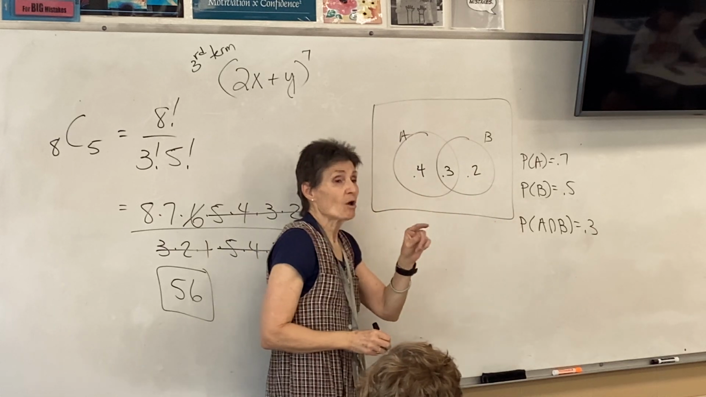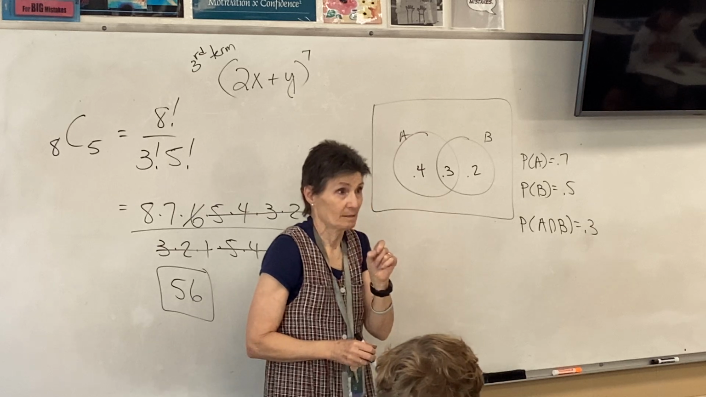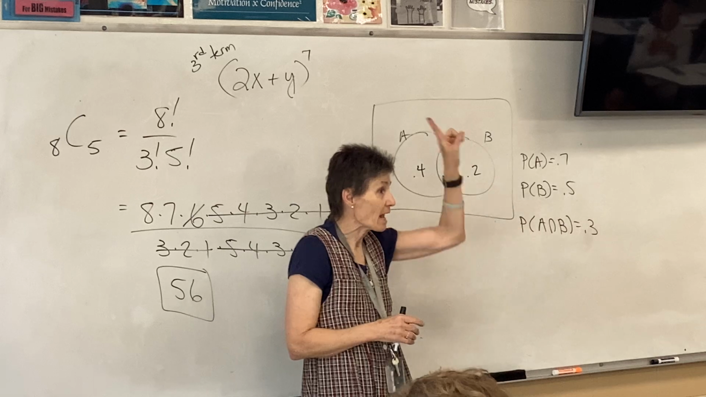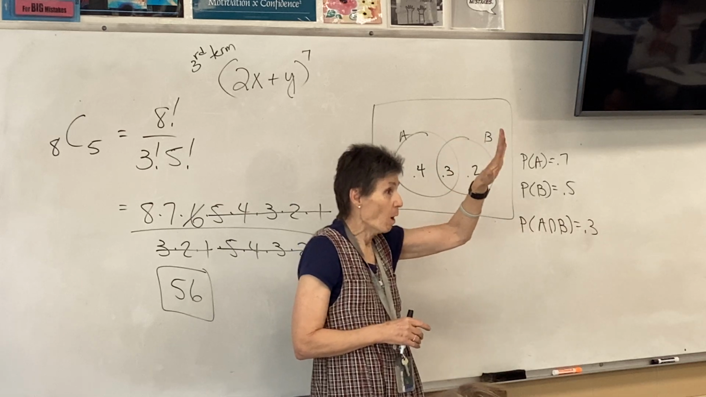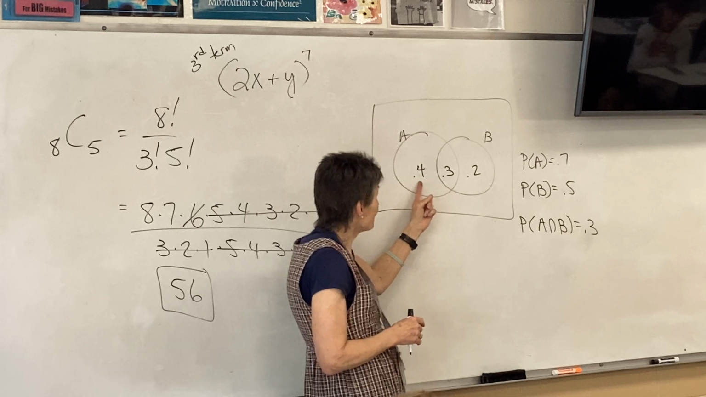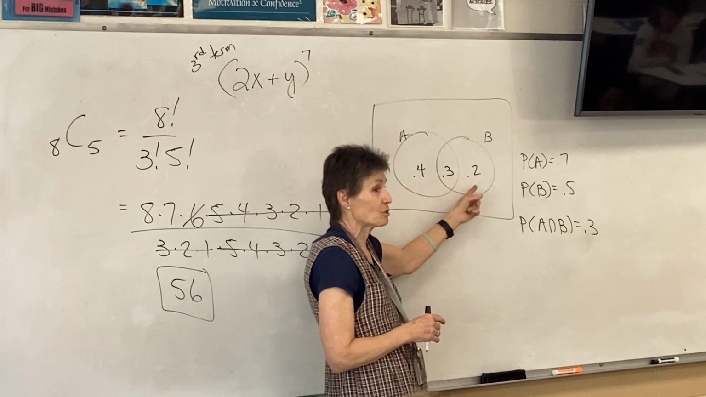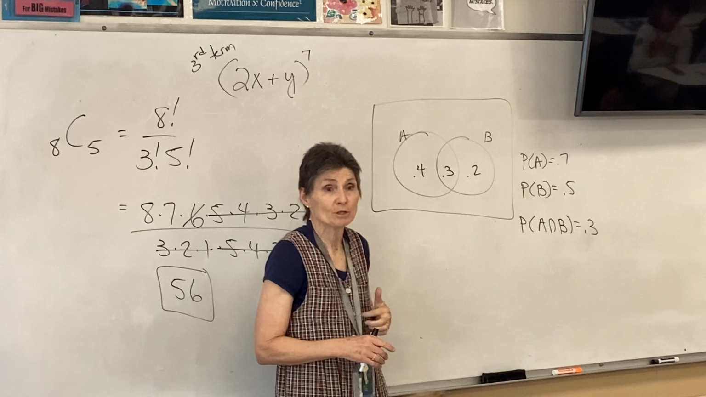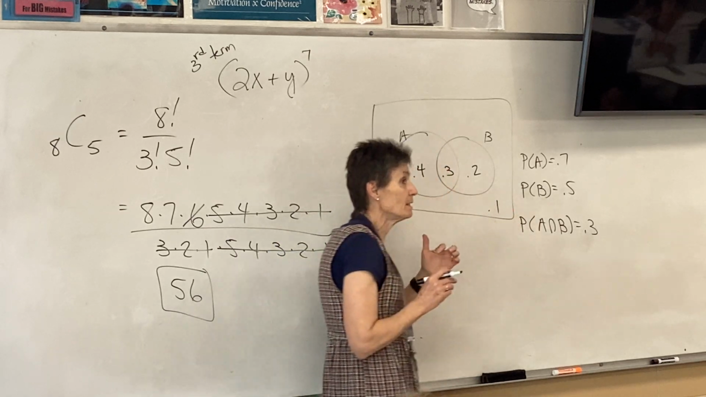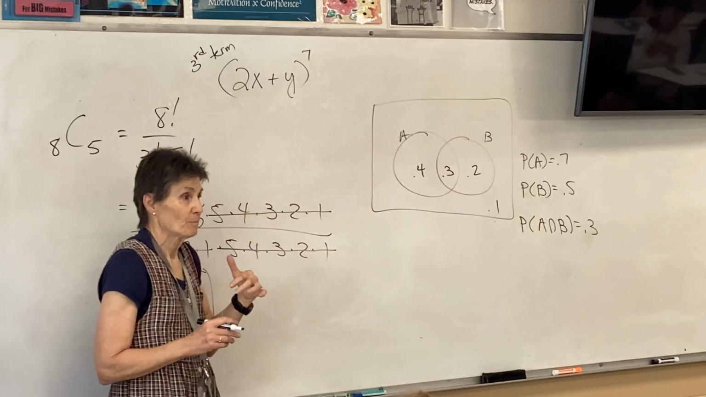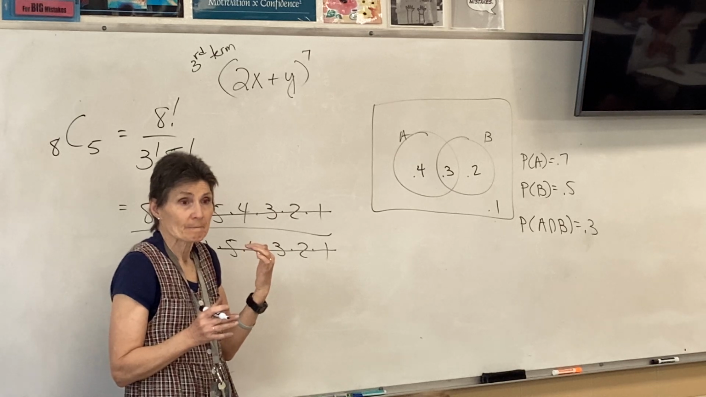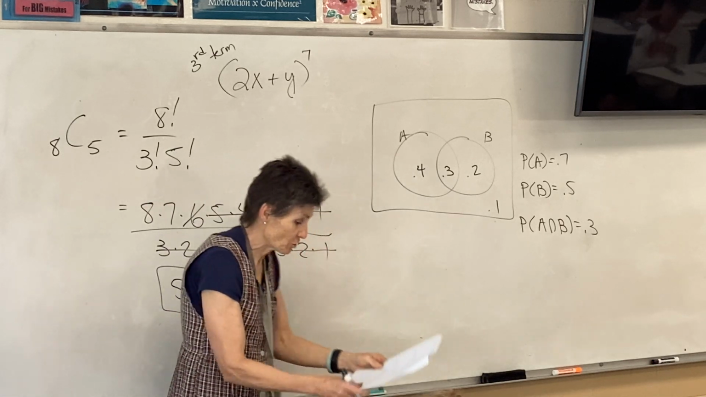Now, these are probabilities. We know that all of your probabilities have to add up to what? 100%, right? So what have we got here? 0.4, 0.3, and 0.2 only adds up to 0.9. So there's 0.1 outside the circles. Those are the people that don't like apples or bananas. Now we're ready to answer the questions.